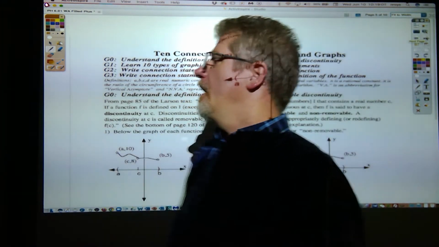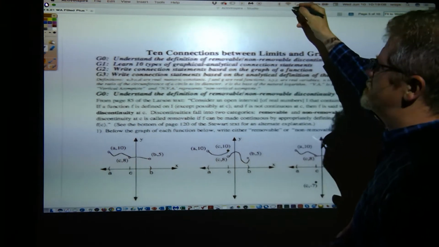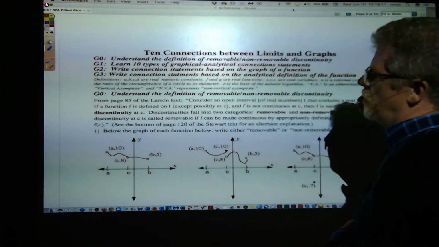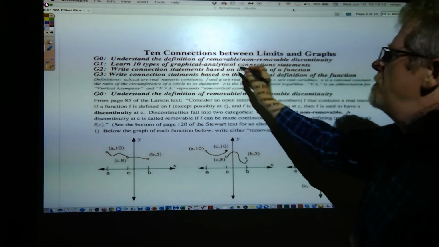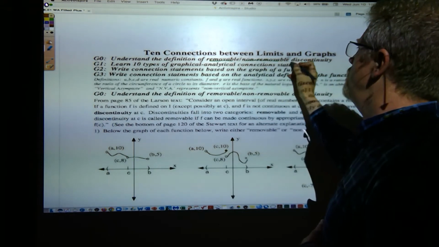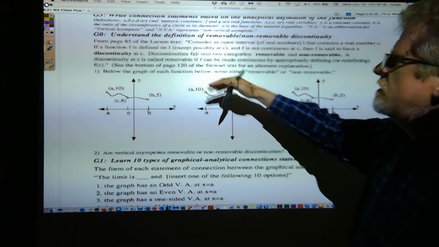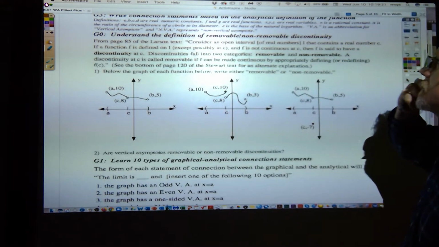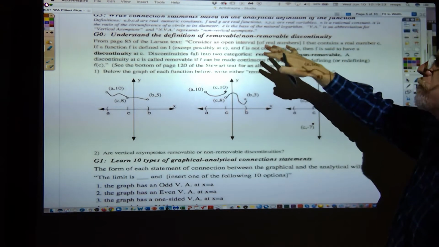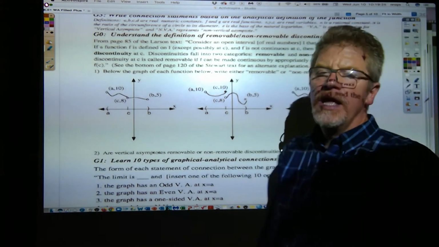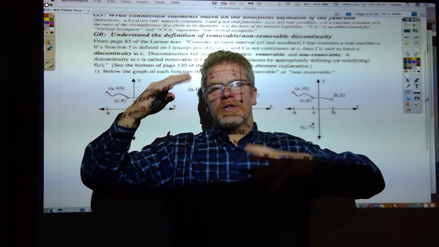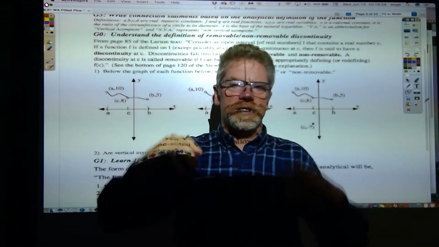So here we go. In the 10 connections between limits and graphs, we need to learn the definition of a removable versus a non-removable discontinuity. From the Larson text, there is a definition of a removable discontinuity here. But let's just talk about discontinuities in graphs. Discontinuities are essentially breaks in graphs.